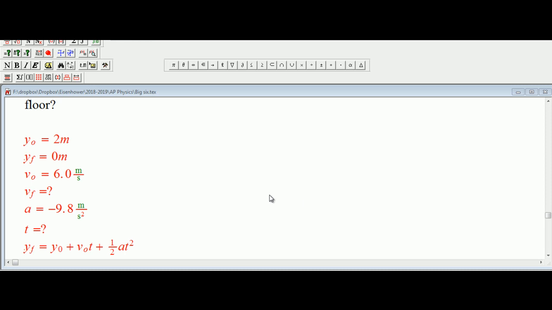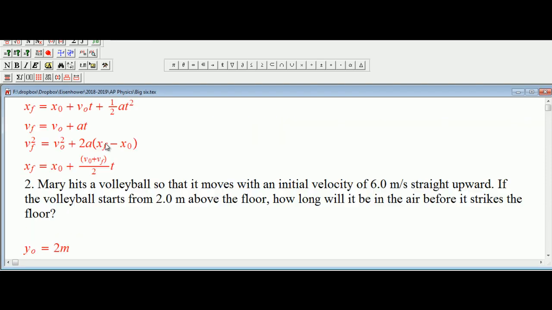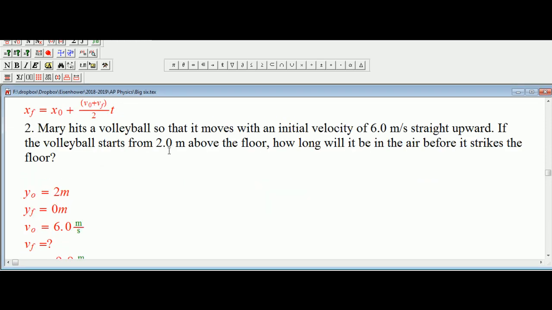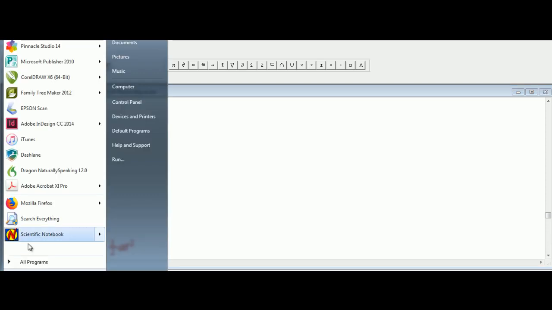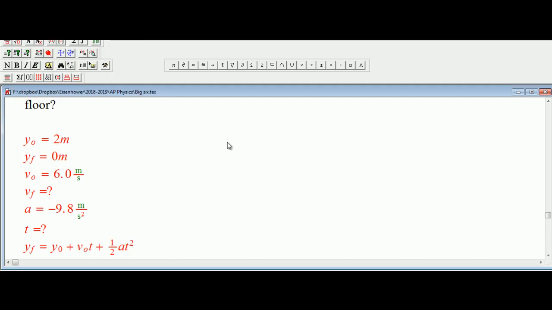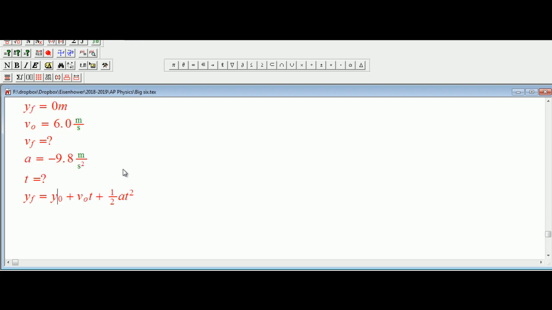As you can see, we now changed the x's to y's, so we're in the vertical direction. It says the volleyball starts 2 meters above the floor, therefore my 2 meters is my initial position. I want to know how long it will be in the air before it strikes the floor. Well, the floor is back at ground zero. I'll draw a picture in just a second so you can see what we're talking about. But the typical idea is that the ball's going to go up and come back down. The acceleration the whole time is negative 9.8 meters per second squared because gravity goes down.